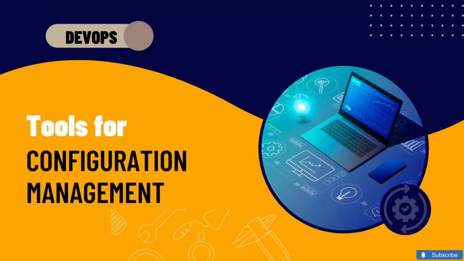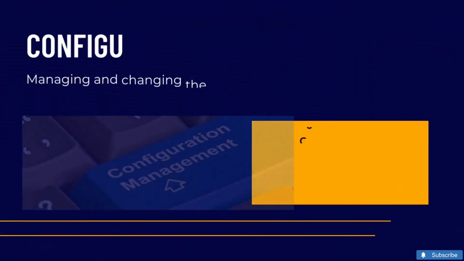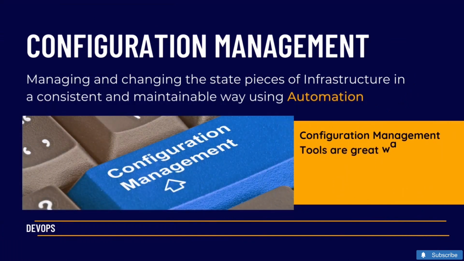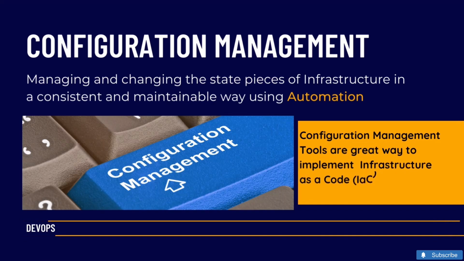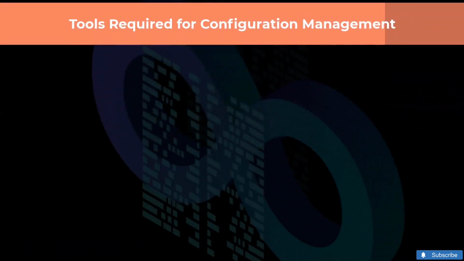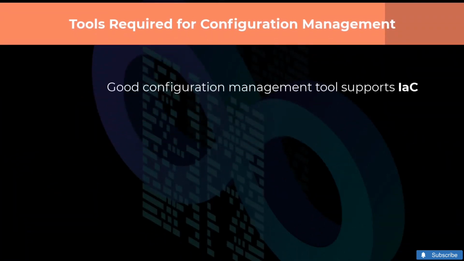What is configuration management? Configuration management means managing and changing the state of pieces of infrastructure in a consistent and maintainable way, usually using automation. Configuration management tools are a great way to implement infrastructure as code. This is one concept that we spoke about earlier in this course, and a good configuration management tool is not only going to act as a configuration management tool, but it's also going to support infrastructure as code.